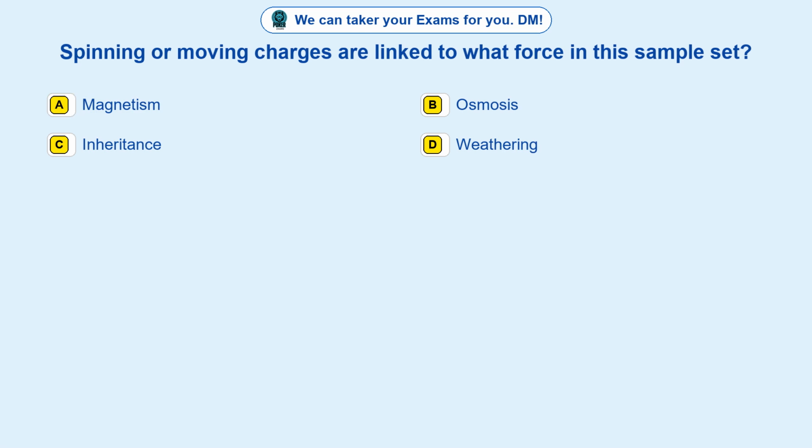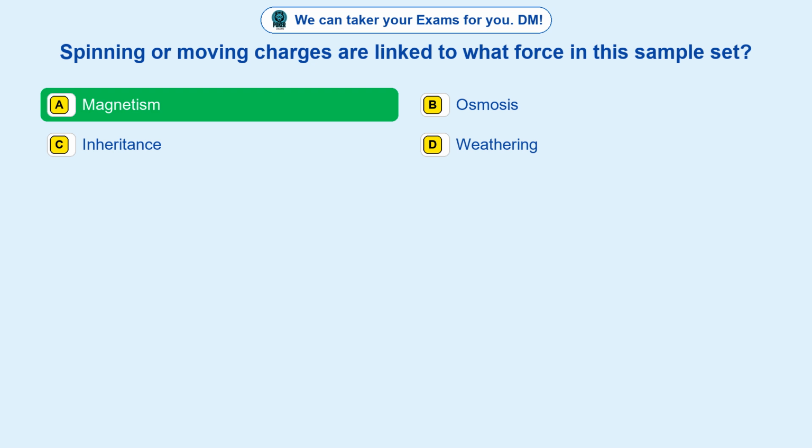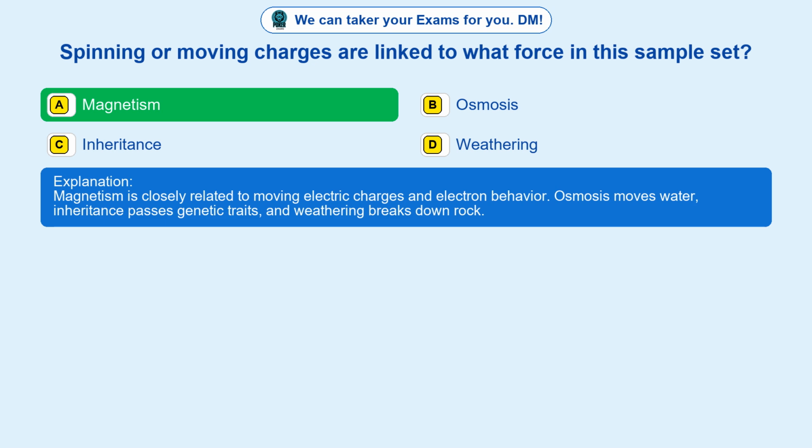Question 74. Spinning or moving charges are linked to what force in the sample set? Option A, magnetism. Option B, osmosis. Option C, inheritance. Option D, weathering. The correct answer is option A. Magnetism. Magnetism is closely related to moving electric charges and electron behavior. Osmosis moves water, inheritance passes genetic traits, and weathering breaks down rock.